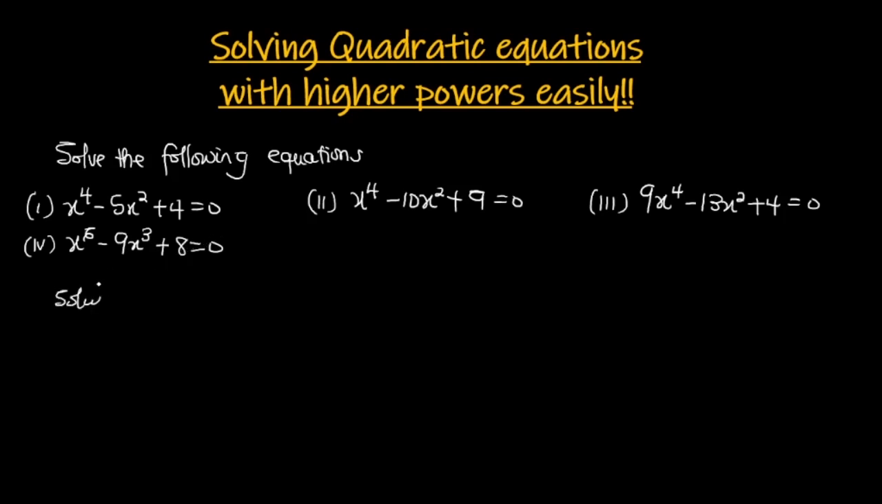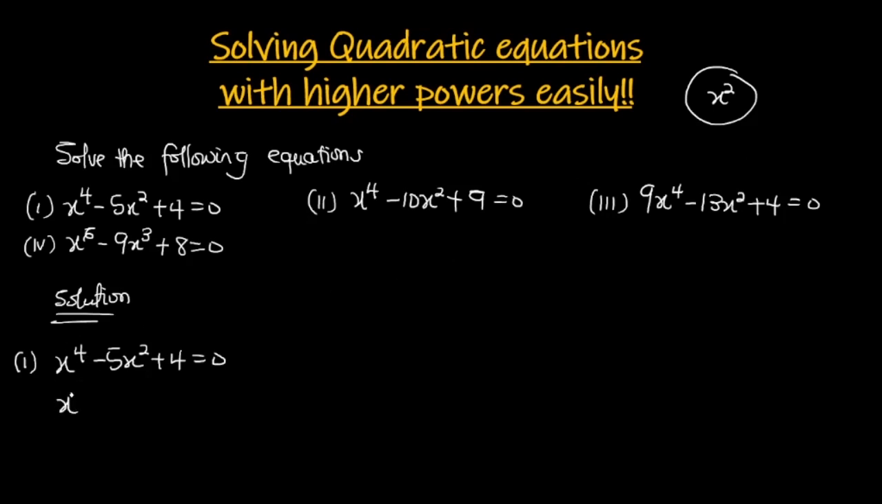Alright, so let's find out the solution for the first example. So in the first instance, we have x power 4 minus 5x squared plus 4 is equal to 0. Now, in this type of equation, we need to use the substitution method. But before we do the substitution method, we need to rewrite the equation in a way that we can get it as the normal quadratic equation having an x squared term. So to do that, we rewrite x power 4 as x squared all squared. This will still give us x power 4. Then minus 5x squared plus 4 is equal to 0.